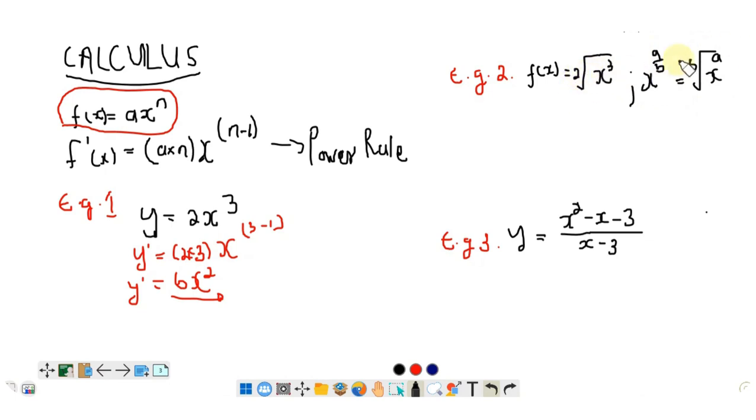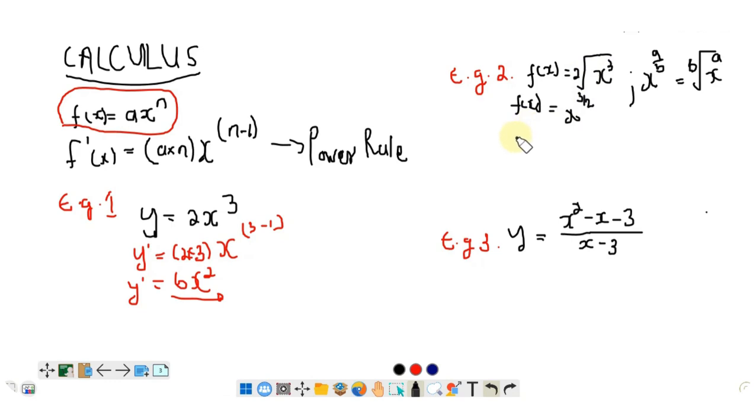So applying this rule, then we will have f of x is equal to x to the power 3 over 2. See, the 2 of the square root becomes the denominator here. b is the denominator. So now I have it like this without the root. I removed the root. So now I can derive this.